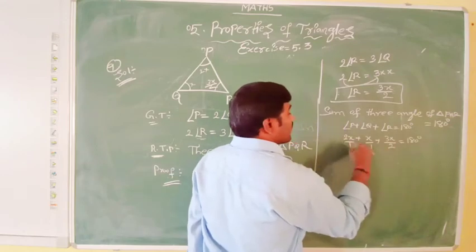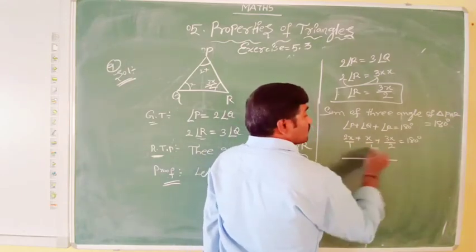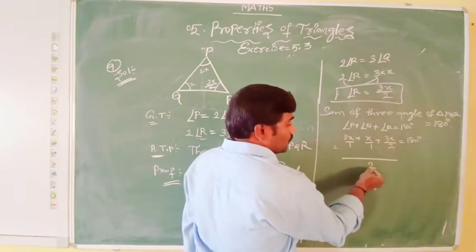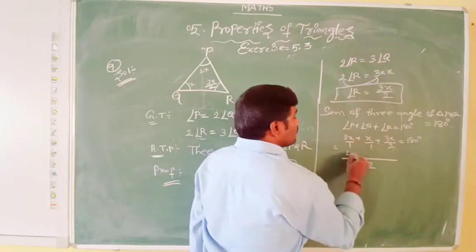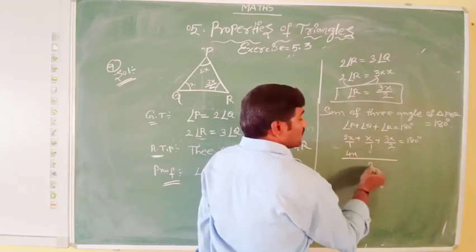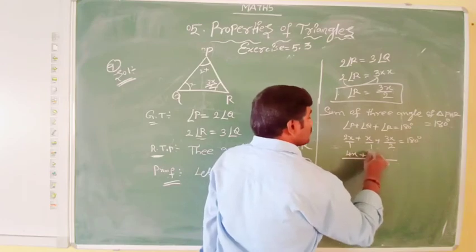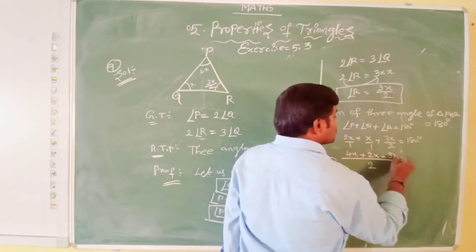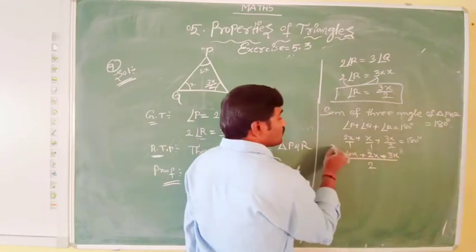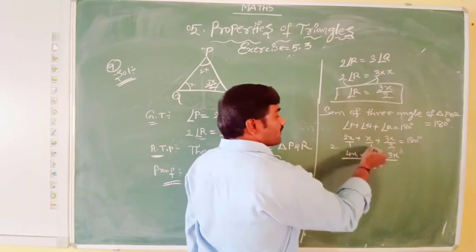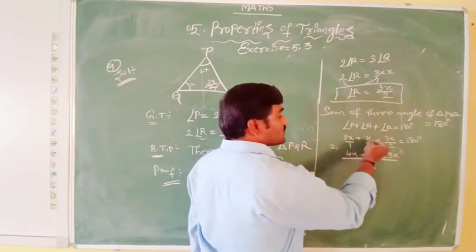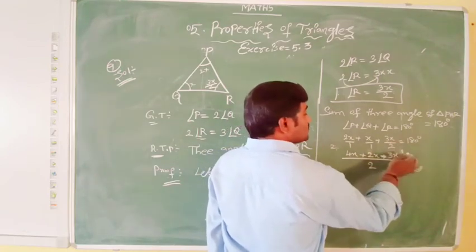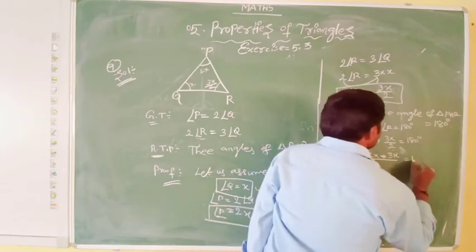So we write by 1 and by 1, and take the LCM in the denominator. Here the LCM is 2. 1 2s are 2, this 2 into 2x is 4x. 1 2s are 2, this 2 into x is 2x, plus 2 1s are 2, this 1 into 3x is 3x. In this way we need to do it, that equals 180 degrees.